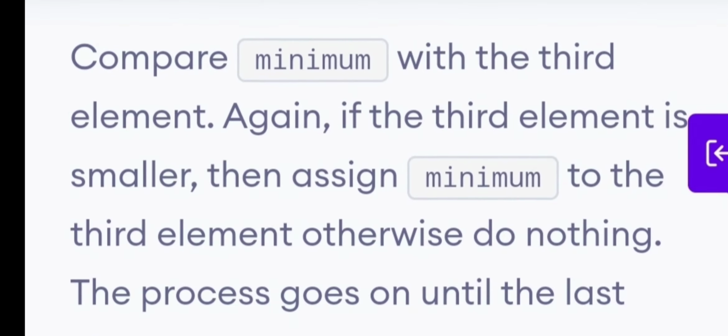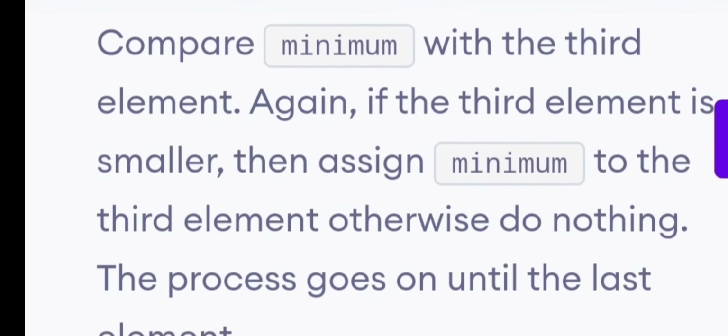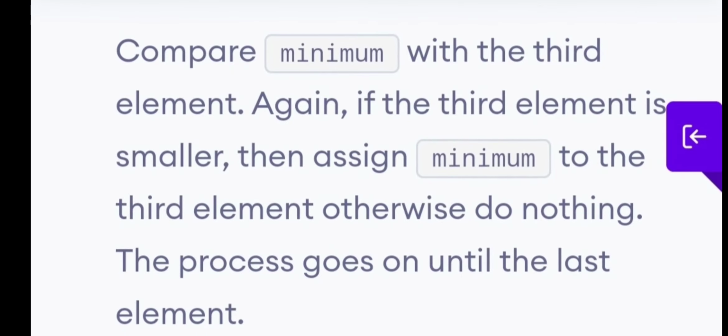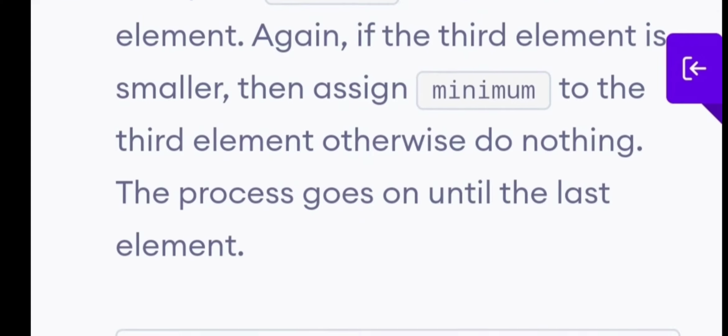See here, compare minimum with the third element. The same explanation whatever I said. Compare minimum with the third element. Again, if the third element is smaller, then assign minimum to the third element. Otherwise, do nothing. The process goes on until the last element. This process is continued until the end of the array.